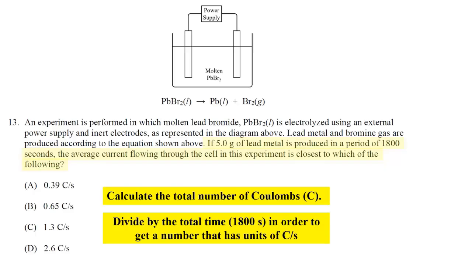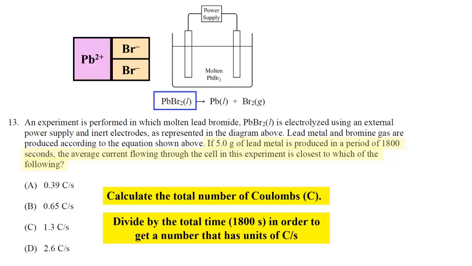Now, if you're wondering about the relationship between moles of lead and moles of electrons, let me go ahead and show you the chemical formula for lead bromide. Let's break it down into the positive and the negative ions in lead bromide. So the bromide ion, Br minus, is -1, and we have 2 of them. So if bromide is -1, and we have 2 of them in the formula, then the charge of lead is +2.